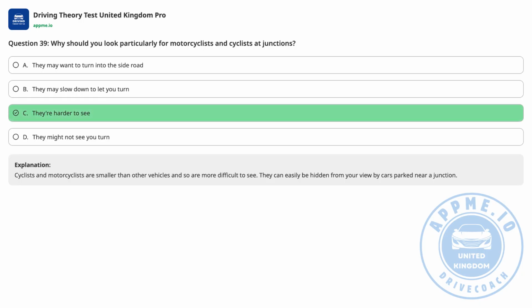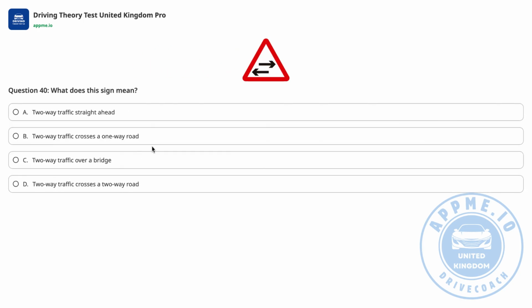The correct answer is C. Question 40. What does this sign mean? A. Two-way traffic straight ahead. B. Two-way traffic crosses a one-way road. C. Two-way traffic over a bridge. D. Two-way traffic crosses a two-way road.